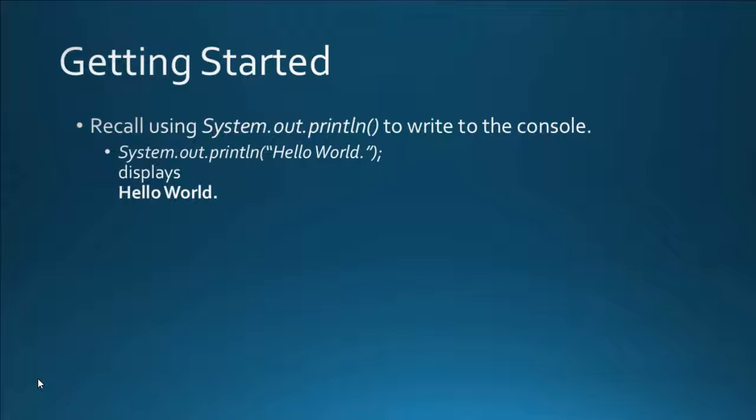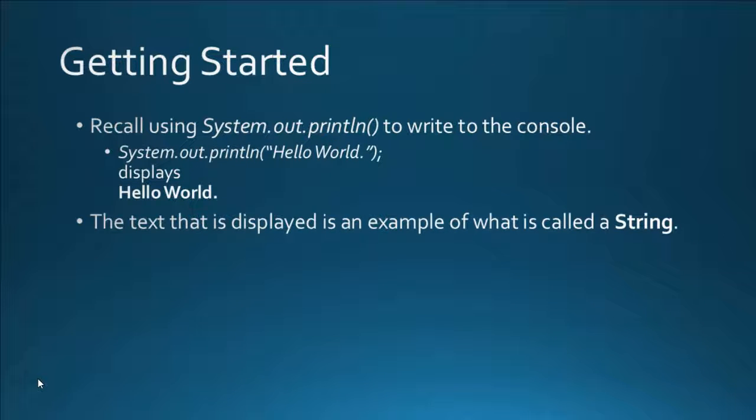So getting started, recall using System.out.println to write to the console. System.out.println("Hello world") displays the text Hello world. Right. The text that is displayed is an example of what is called a string.